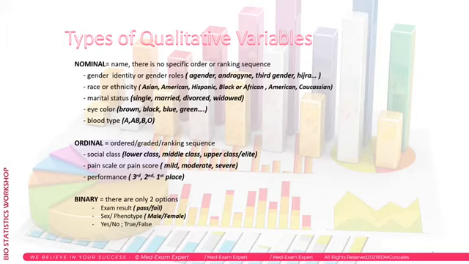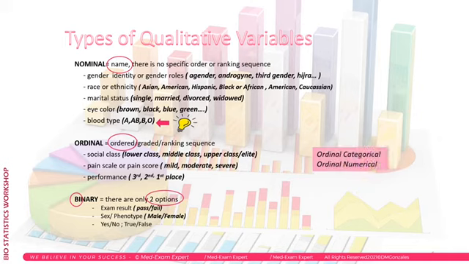For nominal variables, this includes names. There is no specific order or ranking sequence. For example, your gender identity, race, marital status, eye color, or blood type. Blood type is a favorite exam question. For ordinal, we have an ordered or ranking sequence. For example, social class, pay scale or pay score, and your performance. For binary, we have only two options, hence the word bi. For example, exam result, pass or fail, sex phenotype, and true or false or yes or no.